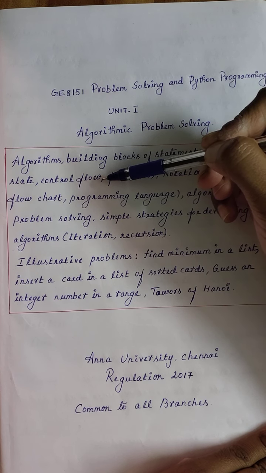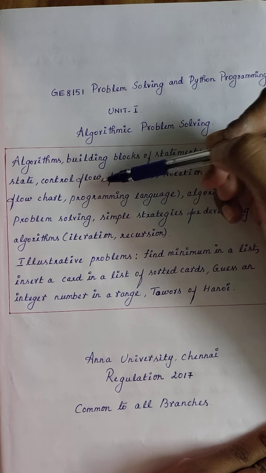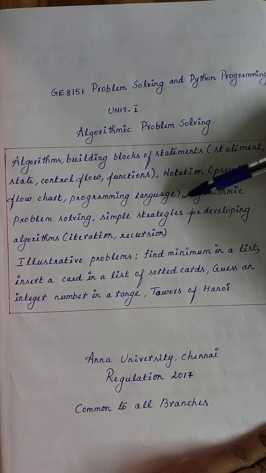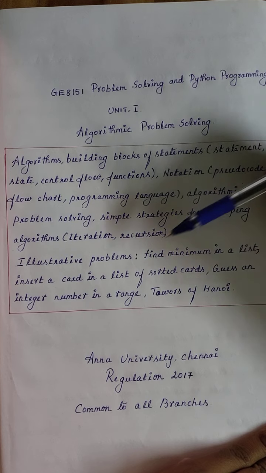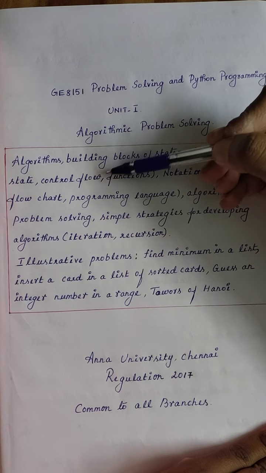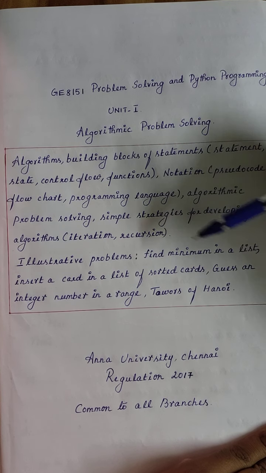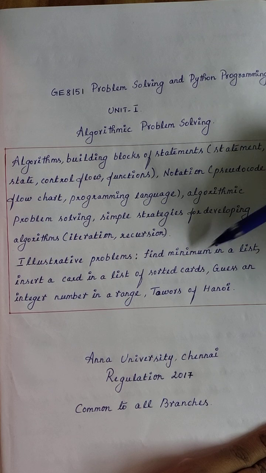There are three flows of execution. One is the sequence, the next one is the iteration, and the next one is the selection. Okay, and the third important topic in the first unit is simple strategies for developing algorithms. I already said iteration comes under the topic control flow, and we are also going to see recursion in detail.